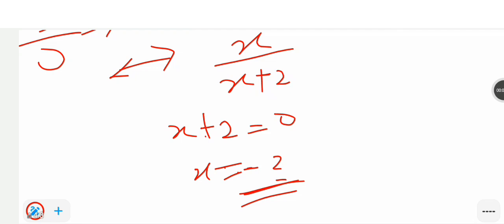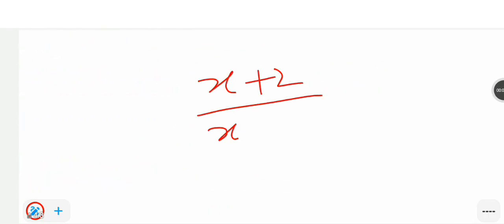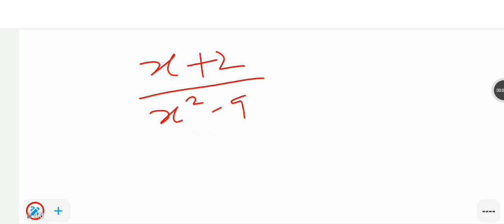That's the value of x that will make this fraction undefined. So if you substitute, for example, you put -2 here, you're going to get -2 plus 2, which is 0. And x over 0 is undefined. As far as the bottom part is 0, it's going to be undefined. Another example might be something like this: x plus 2 over x squared minus 9. And you're told to find the value of x that will make it undefined.